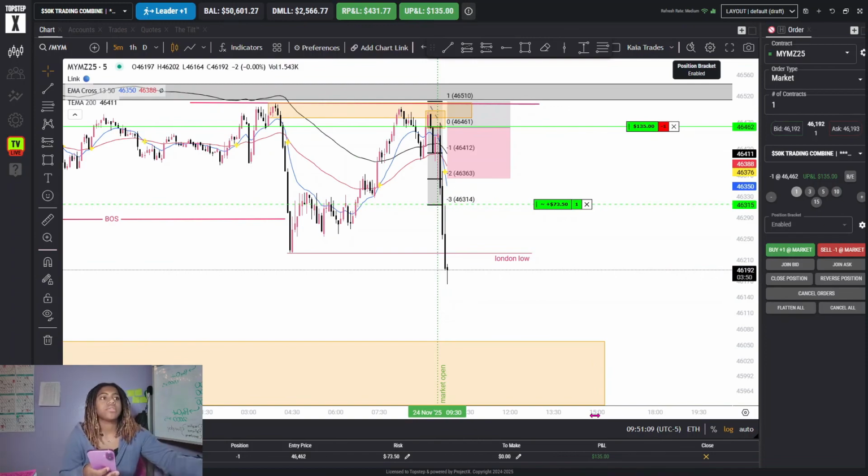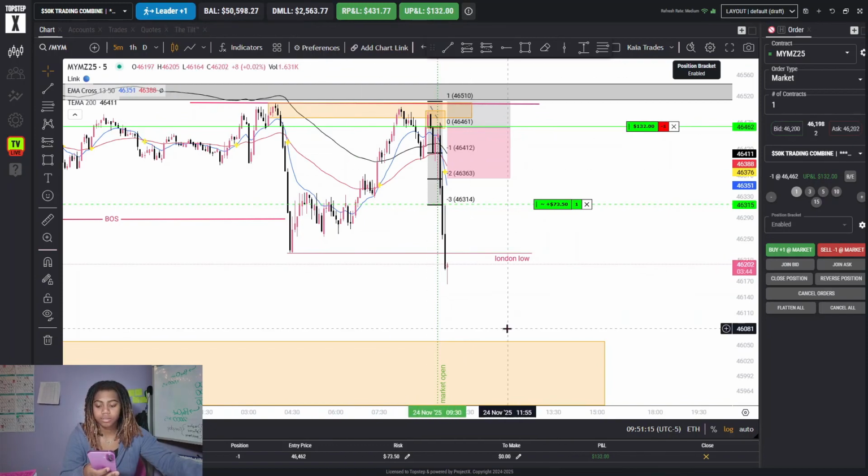We'll see how this one closes before we move our stop loss here. That would make us up 600-ish on the day.